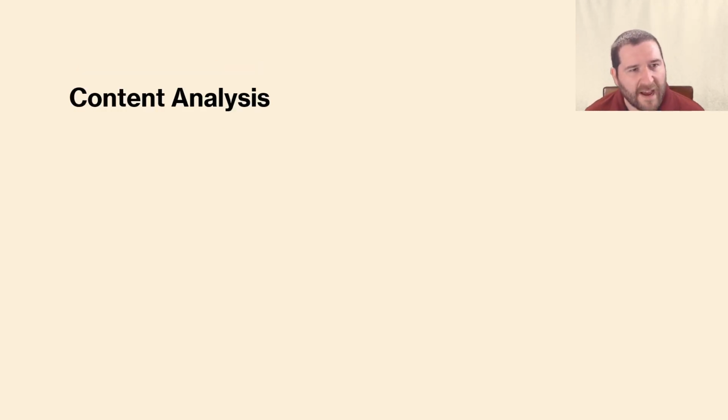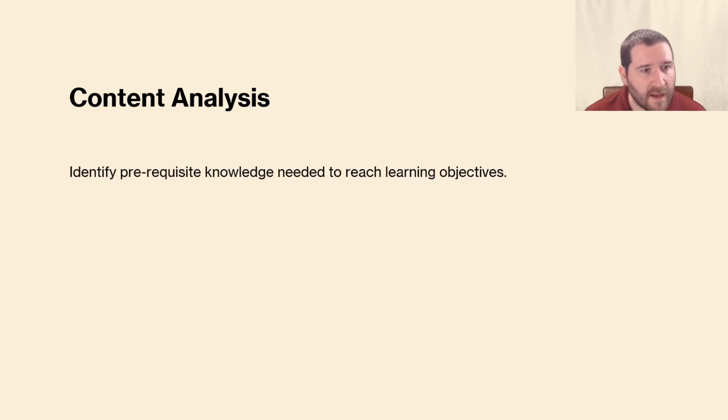All right, so now that we have our learning objectives figured out, the next step in our analysis process is the content analysis. And in the content analysis, essentially what you're doing is you're looking at your objectives, where we want students to be able to go. You're looking at how the content progresses, and you're breaking it into pieces. Okay, so in the content analysis, we're looking to identify prerequisite knowledge needed to reach our learning objectives. Okay, so what skills do we need to get to our goal? Right, what scaffolding do we need?